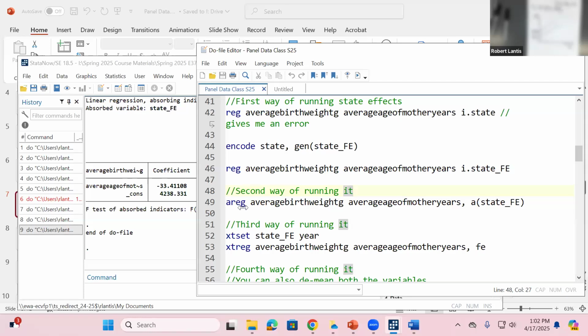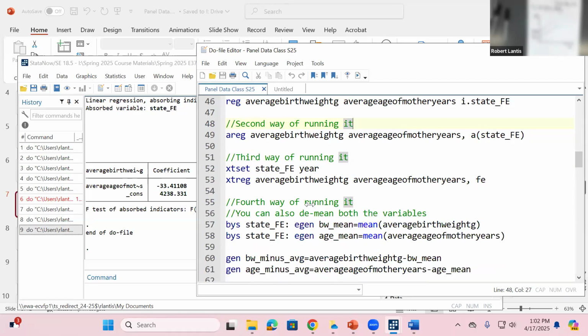Okay. Now we have a third way of doing this, which will give us some benefit, probably not from things we'll talk about today, but we might use this a little bit next week, which is I can set my data set up as a panel data set, and then I can use some slightly different commands.